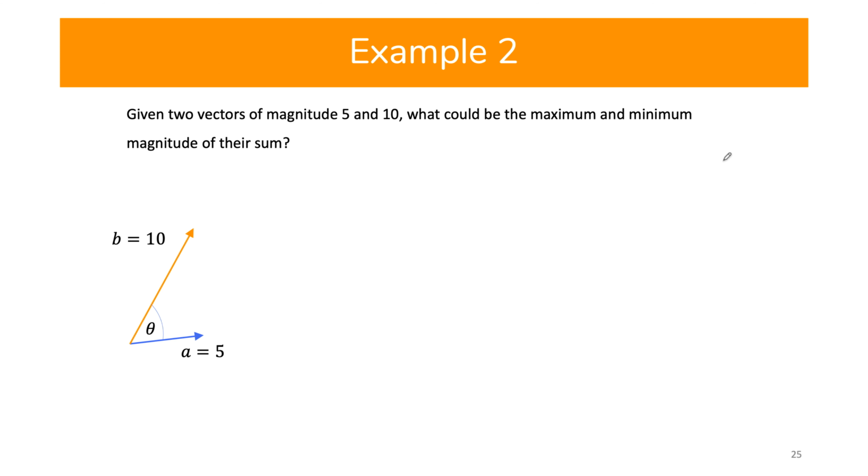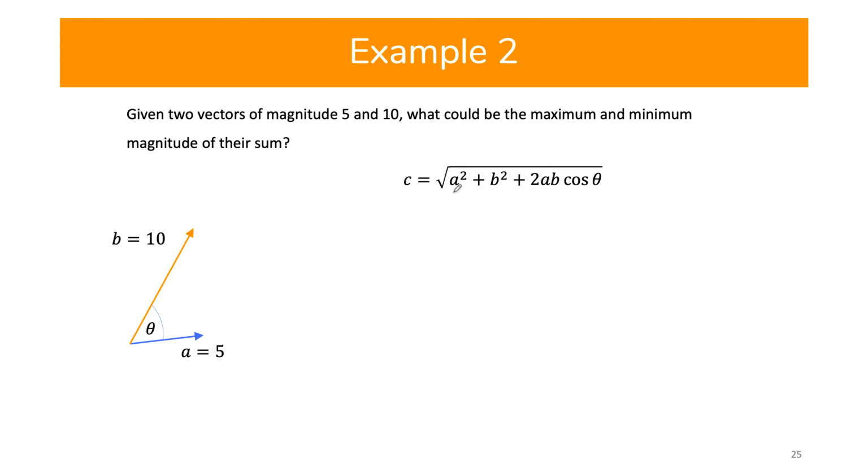So let's just draw the two vectors, right? So we have vector A, which has a magnitude of 5, and we say that vector B has a magnitude of 10. What we don't know is how they make an angle with respect to each other, but let's call it theta anyway. But we don't know what theta is. So if we sum them up, we know that the resultant vectors will have a magnitude according to this formula, right?